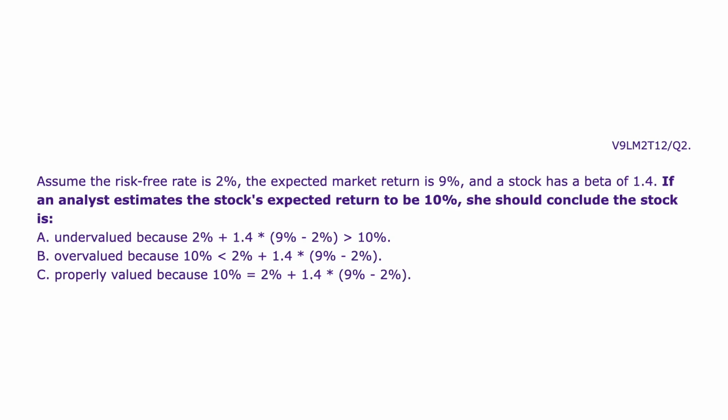Assume the risk-free rate is 2%, the expected market return is 9%, and a stock has a beta of 1.4. If an analyst estimates the stock's expected return to be 10%, she should conclude the stock is: A. Undervalued because 2% + 1.4 × (9% − 2%) is greater than 10%. B. Overvalued because 10% is less than 2% + 1.4 × (9% − 2%). C. Properly valued because 10% equals 2% + 1.4 × (9% − 2%).